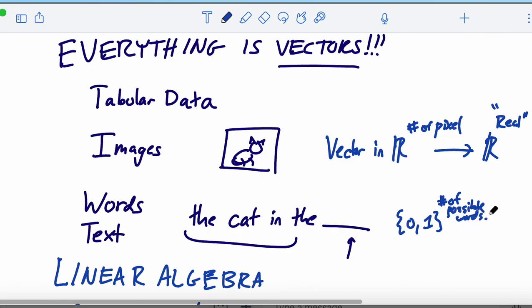Right? So if there's 10,000 words in English, you can think of every single word as a vector which has zeros in every single entry except for a 1 in the entry of its order. You can one-hot encode a word. So the word "the" would have zeros everywhere except in the "the" column, where it would have a 1. The word "cat" would have zeros everywhere except in the "cat" column where it has a 1.